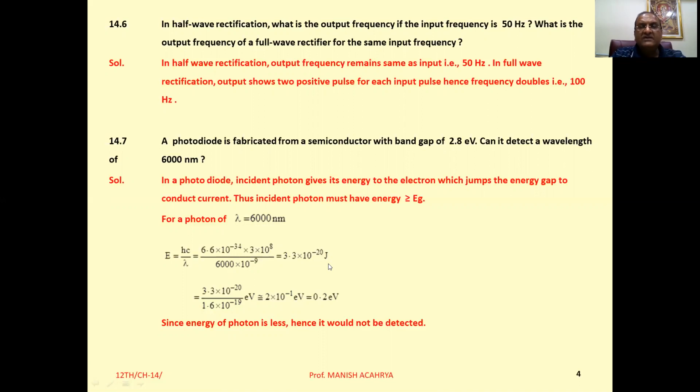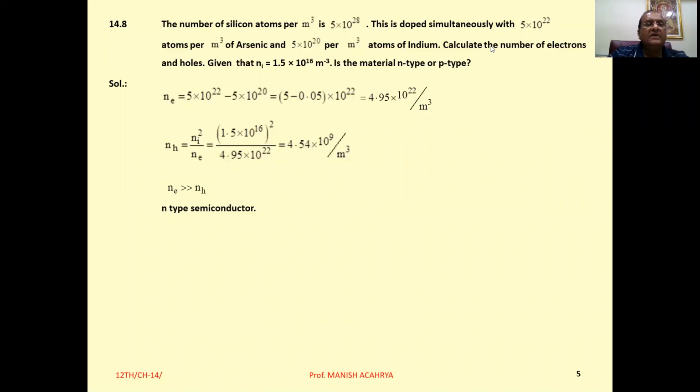Now we have to convert this into electron volt. So divide this by 1.6 into 10 raised to minus 19. Then our answer will be 0.2 electron volt. But see here, 0.2 electron volt is very much less than 2.8 electron volt. It implies that this particular radiation incident on the photodiode will not be detected by the photodiode. Clear to all of you? Yes.